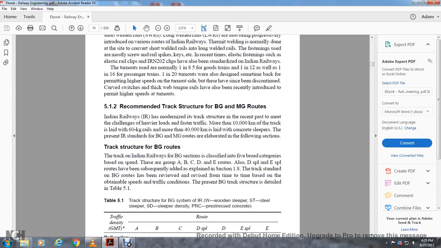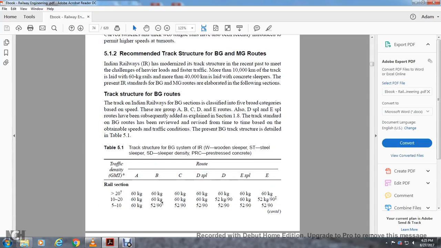The present Indian Railway standards for broad gauge and main meter gauge routes are elaborated in the following section. Track structure: the track on Indian Railways broad gauge is classified into 5 broad categories based on speed, A, B, C, D, E routes. Also, D special and E special routes have subsequently been added, as explained in section 1A. The track standards for broad gauge have been reviewed and revised from time to time based on the obtainable speed and traffic conditions. The present broad gauge track structure is detailed in table 1.